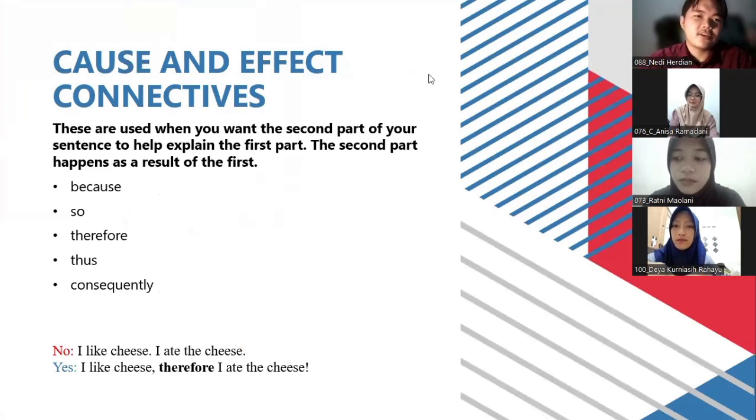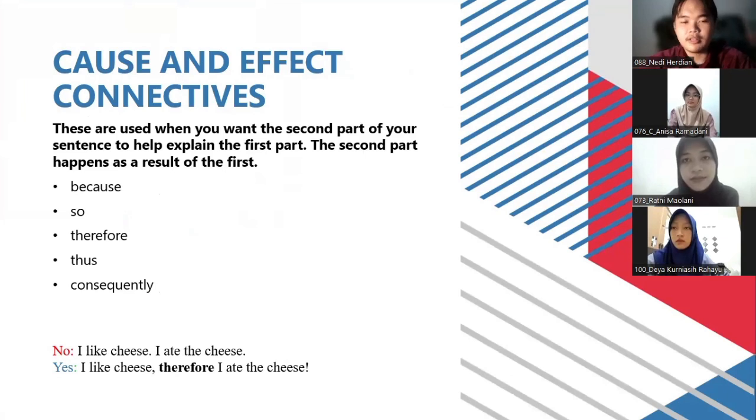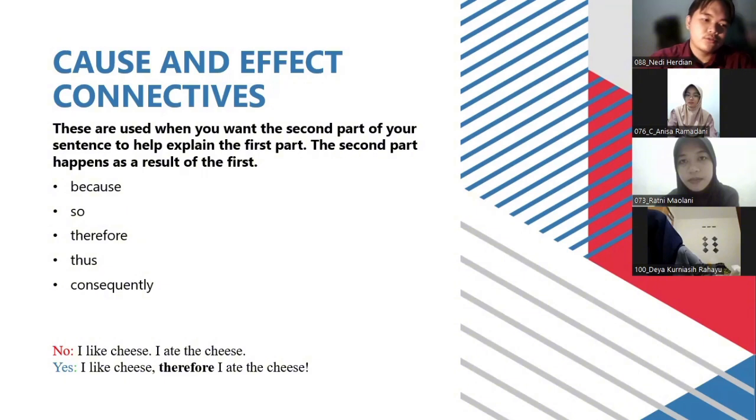Okay, the next is cause and effect connectives. These connectives are used when you want the second part of your sentence to help explain the first part. The second part happens as a result of the first. There are some words that can be used in cause and effect connective: because, so, therefore, thus, and consequently. For example, I like cheese, therefore I ate the cheese. Or I go to the campus faster because I use a motorcycle.